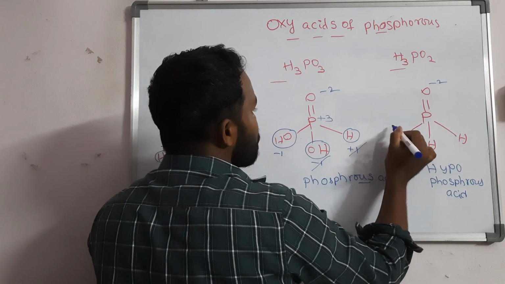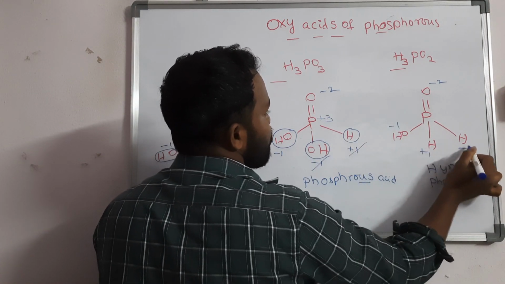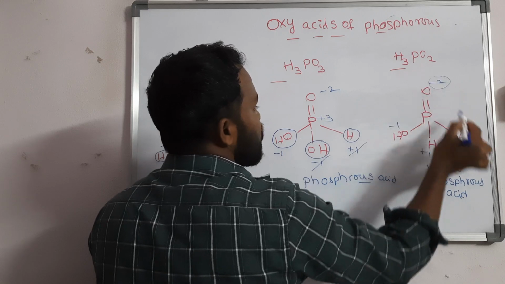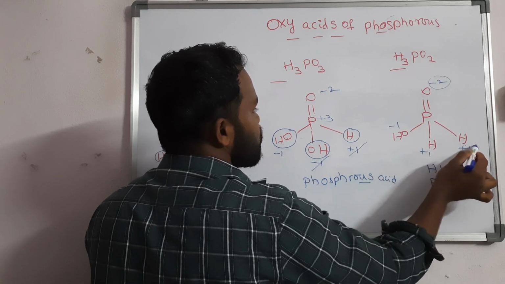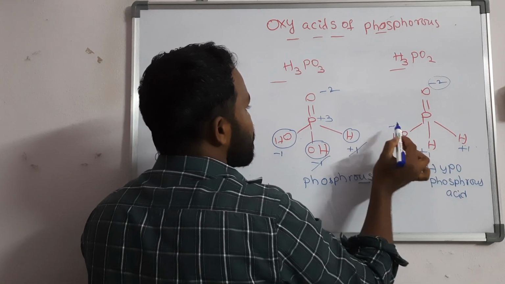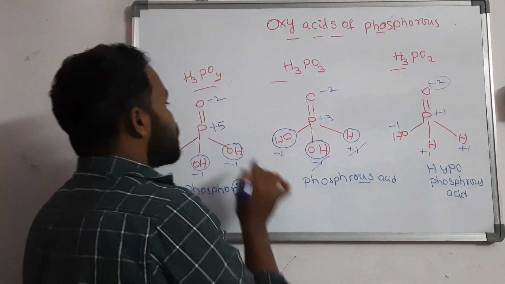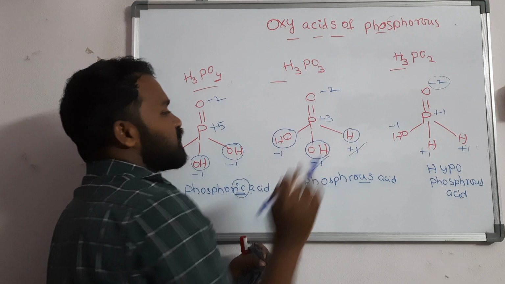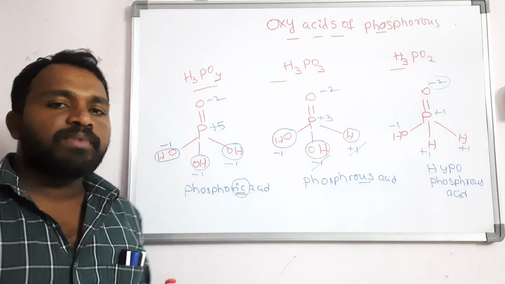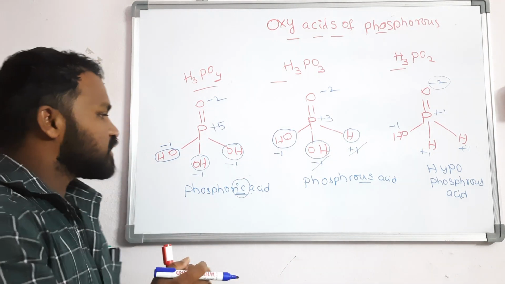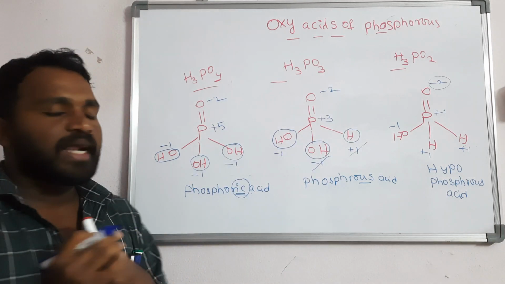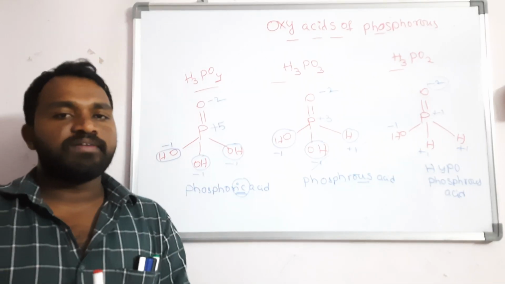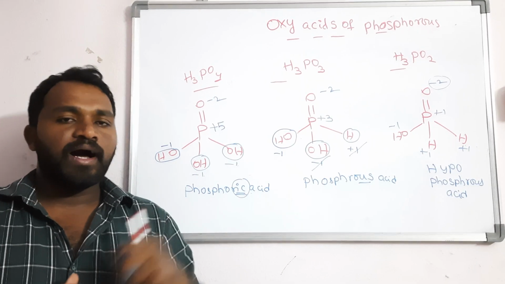-2, -1, +1, +1, right? Here -2 is there, +2 is there, +1 and +1 is +2, both get cancelled. -1, so automatically it is +1. The oxidation states of phosphorus are +5, +3, +1, right? In the exam, the question is asked like: which of the following is a tribasic oxyacid, which of the following is a monobasic oxyacid?